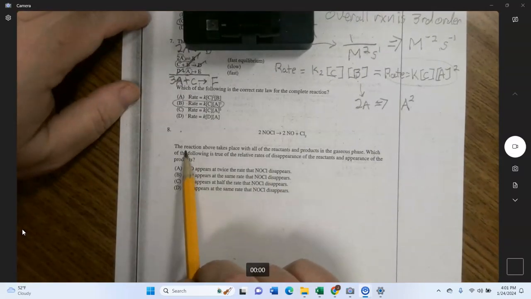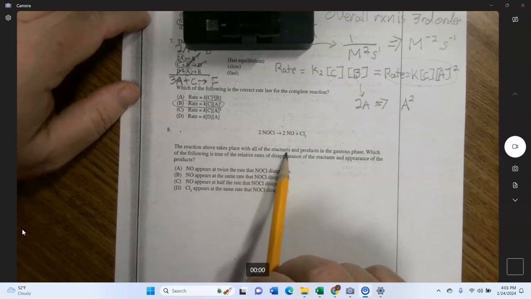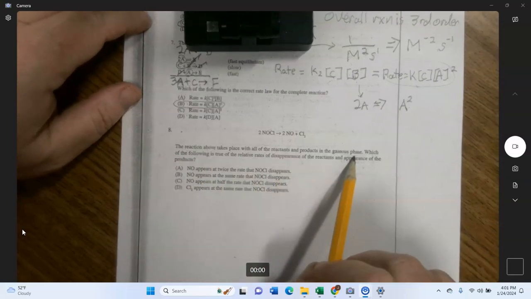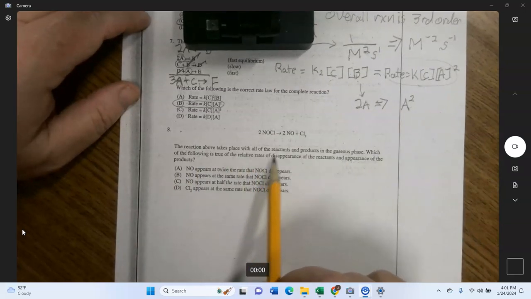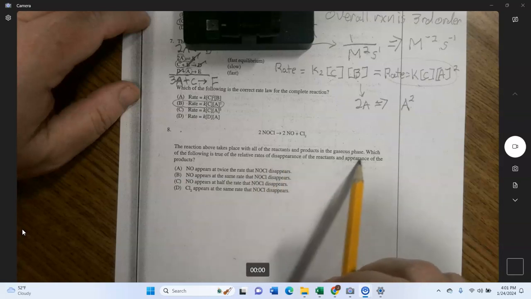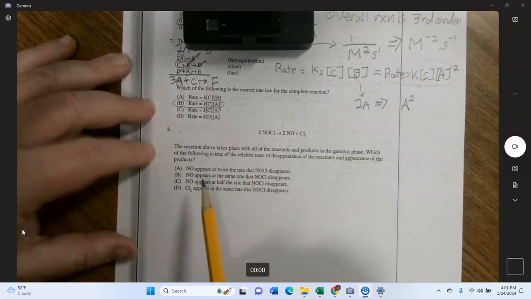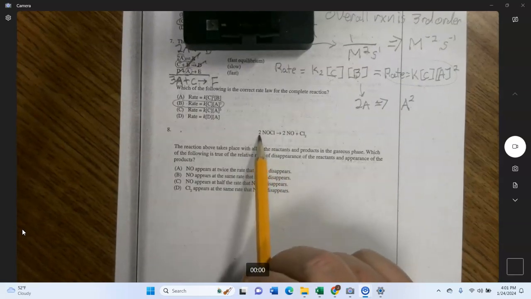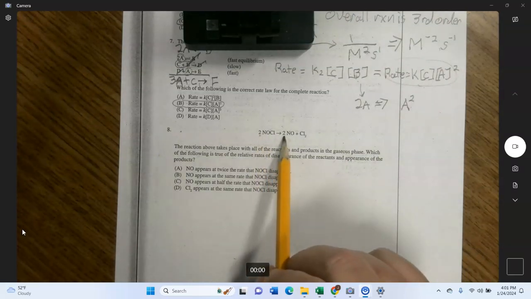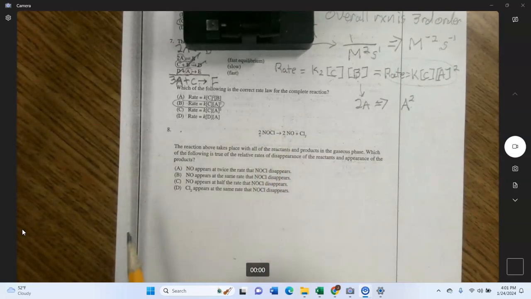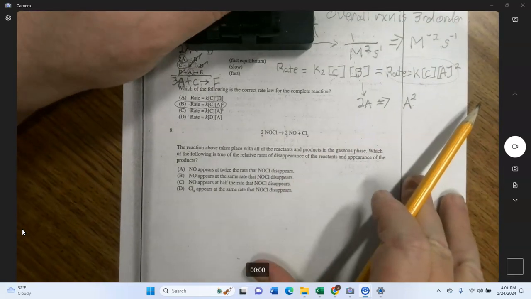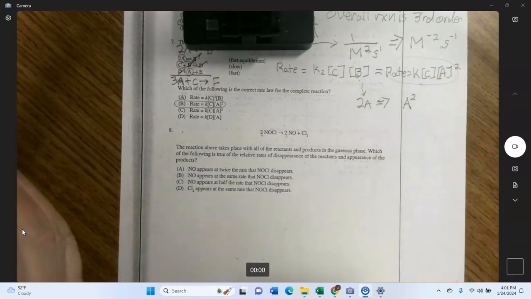All right, let's read this. The reaction above takes place with all the reactants and products in gaseous phase. Which of the following is true of the relative rates of disappearance of reactants and appearance of products? That word relative just means if I have 2 moles here, 2 moles disappear here, 2 moles will appear here. If I have 200 moles here, 200 moles will be here. If I have 42 moles here, 42 moles will appear. That's what relative means. It's just a relationship, not a specific number necessarily.